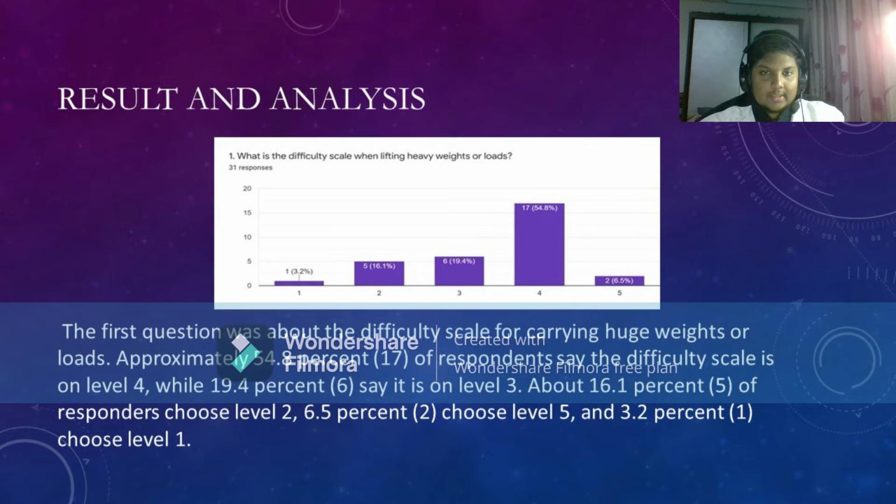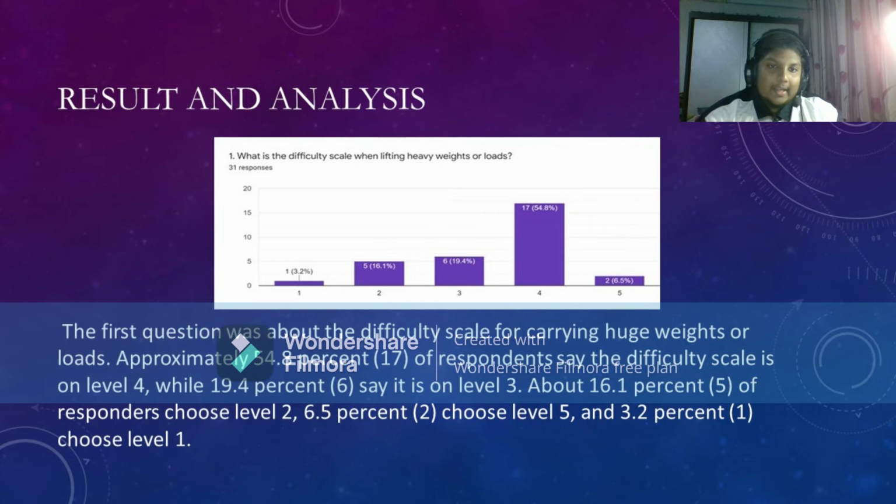The first question was the difficulty scale for transporting large weights or loads. 54.8% of respondents say that the difficulty scale is level 4, while 19.4% say that it is level 3. Level 2 was chosen by 16.1% of respondents, level 5 was chosen by 6.5% of the respondents, and level 1 was chosen by 3.2% of the respondents. The majority of respondents say that the difficulty scale while lifting large weights or loads is level 4, which is quite high.